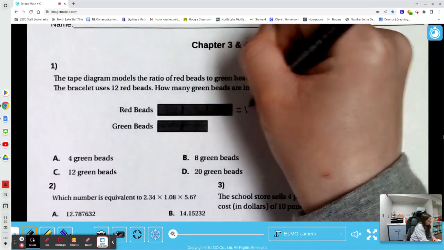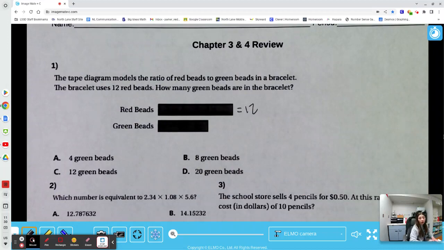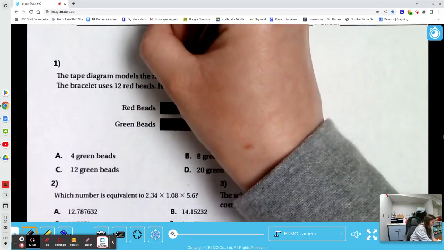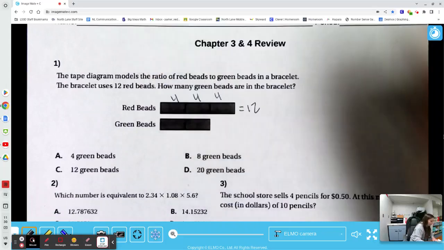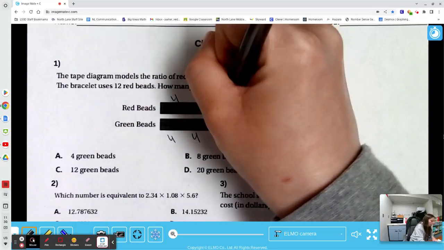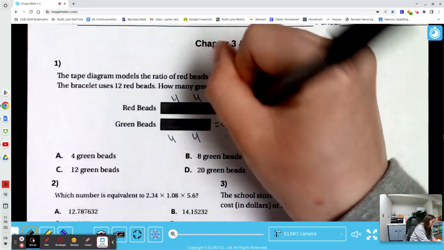So I know the amount of red beads in total was 12. Because they split that into 3 equal sections, 12 divided by 3, that means each section has 4 beads in it. These sections are the same size and have the same amount of beads in them, so 4 in each. Because there's 2 of them, that means 8 green beads in total.